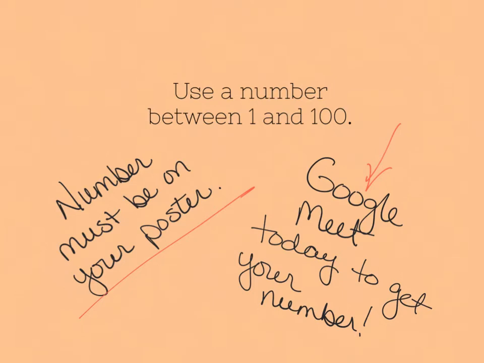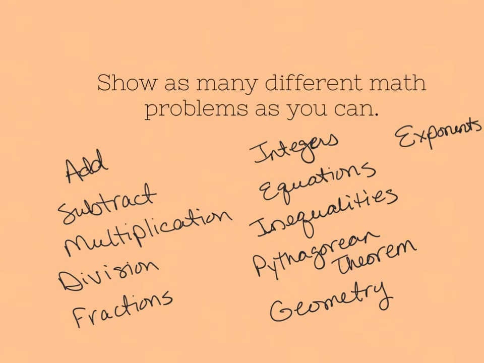So once you have your number, you are going to start thinking of all the different ways that you can get your number as you possibly can. And I do mean different ways. You can add, you can subtract, you can multiply, you can divide, you can do a fraction problem of some kind, integers, positive and negative numbers. You could do an equation that equals your number. You can do inequalities, Pythagorean theorem, geometry, exponents, anything that you have learned up through 8th grade.